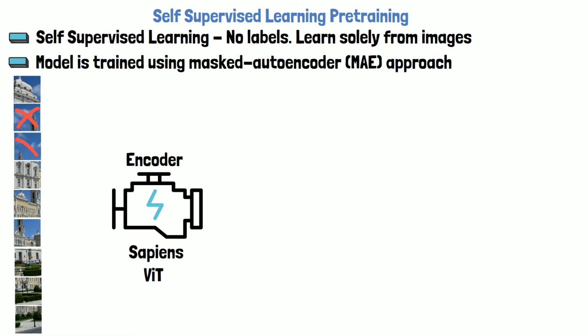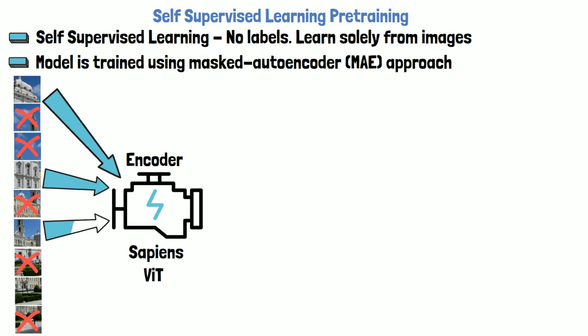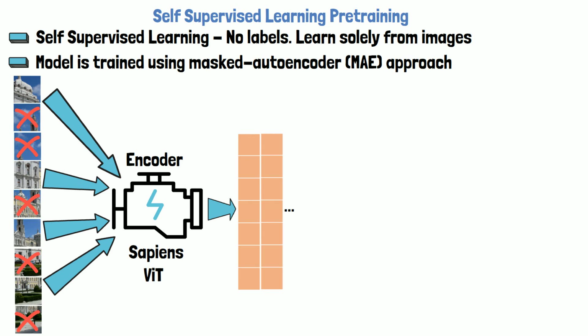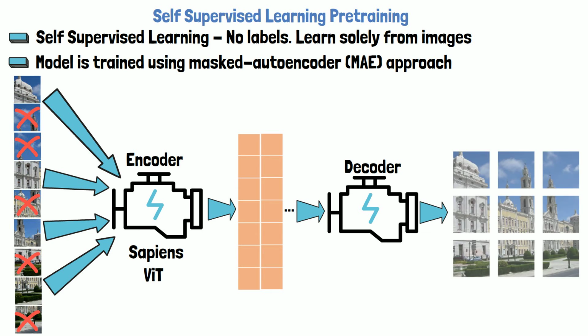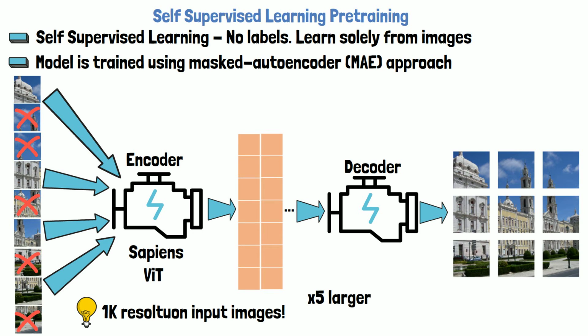Now, as part of the masked autoencoder training, we randomly mask some of the patches. The non-masked patches are passed into the encoder, which yields embeddings for the visible parts of the image. The embeddings are then passed into another model, which is the decoder, which tries to generate the original full image. An important note is that the input images have a resolution of 1K for this model. This is a significant jump comparing to top vision models such as Dino V2, where the image size is 224 by 224.